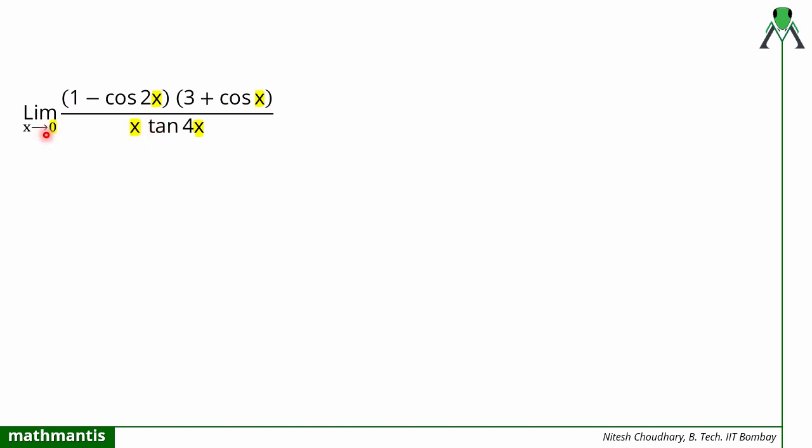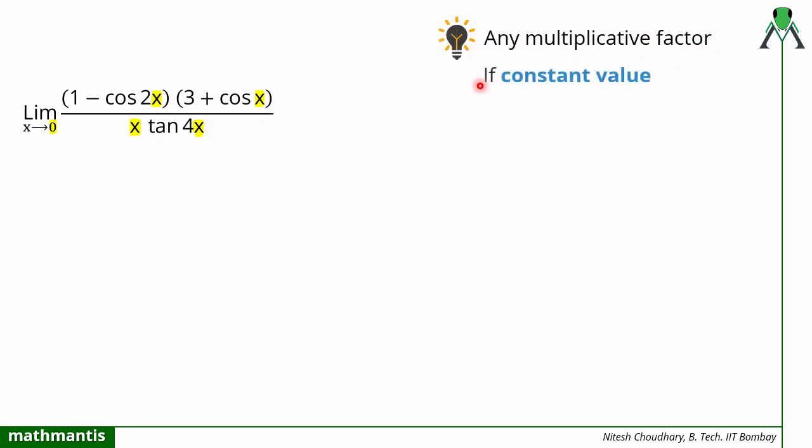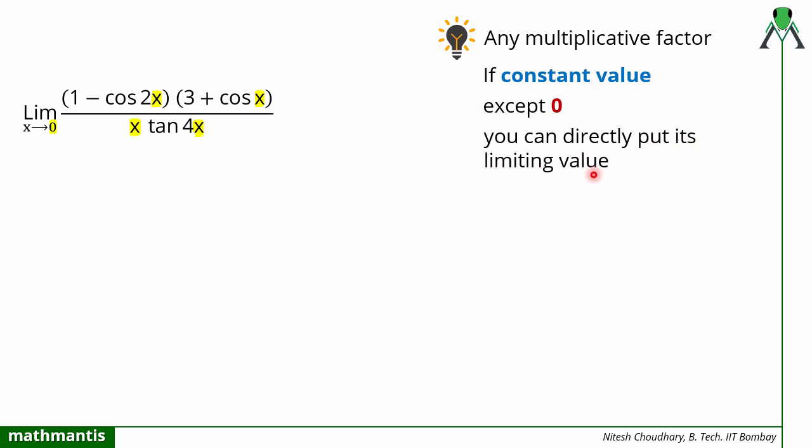After putting the value of x equal to 0, you have to identify any multiplicative factor. If it is a constant value and it is not equal to 0, you can directly put its limiting value. That is the concept. First step is that only.